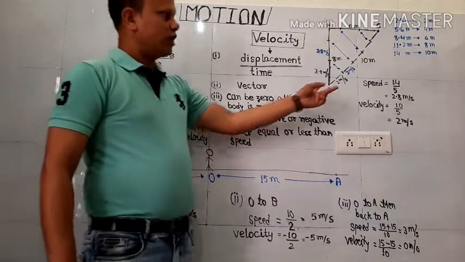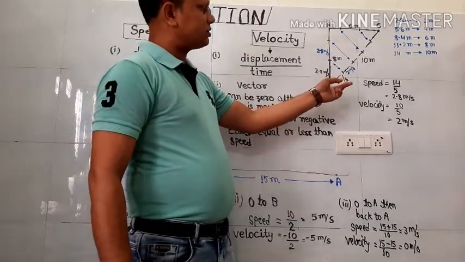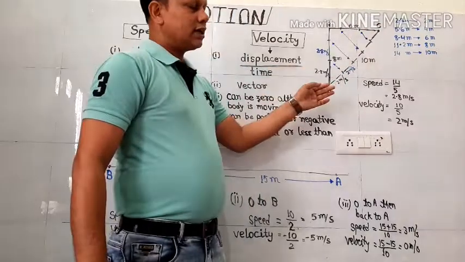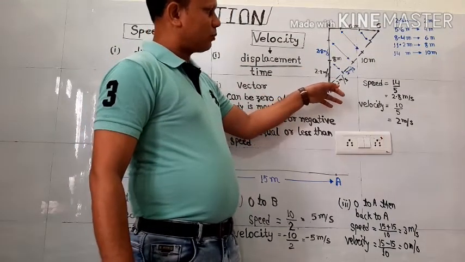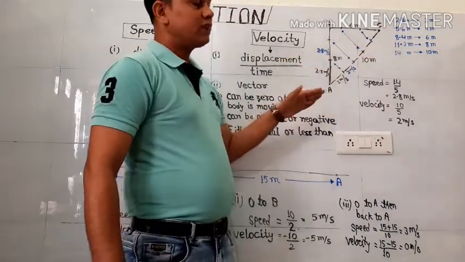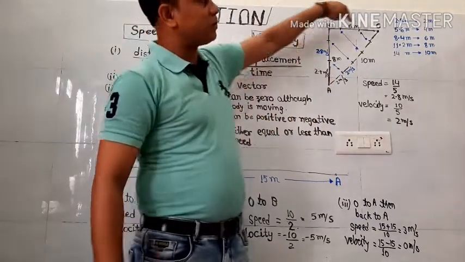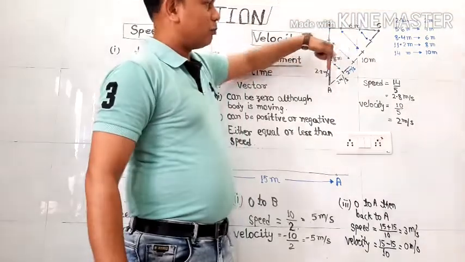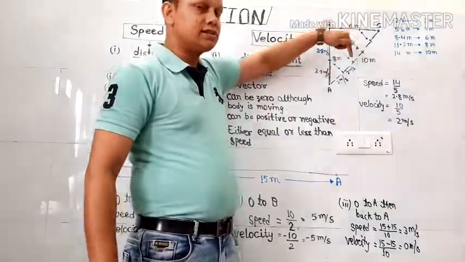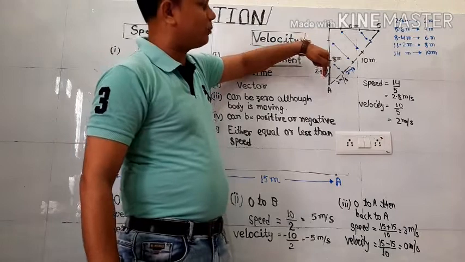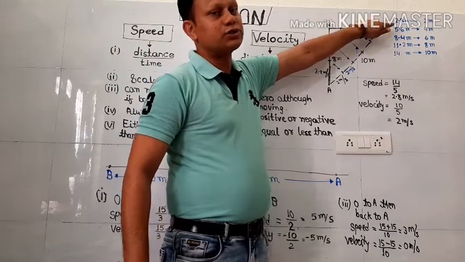So when the body has traveled this much length, actually the body has traveled from position A to position C, 10 units, that is 10 meters. So traveling through this path is 14 meters, but while traveling through this path, simultaneously the object is also being displaced from point A to point C.